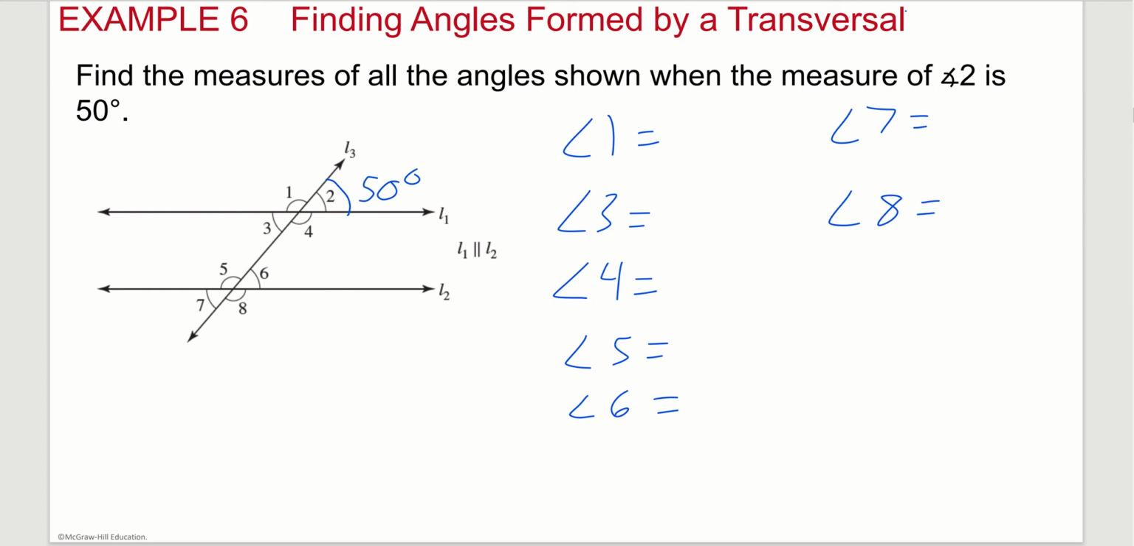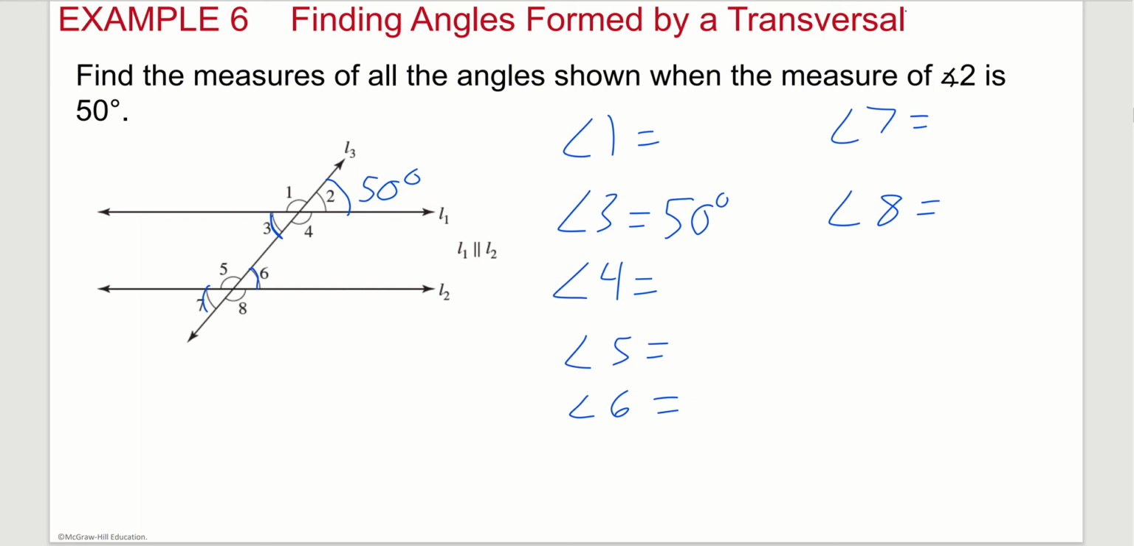Let's go off of the easiest ones first. So first of all, if I know angle 2 is 50, then automatically I'd also know that angle 3 is 50 as well, because 2 and 3 are what we call vertical angles. If you just look at the intersection of L1 with L3, 2 and 3 are vertical angles, so they have to have the same measurement. So that tells us that angle 3 is also going to be 50. From there, I can also get the measurements of angles 6 and 7. They have to be 50 as well.